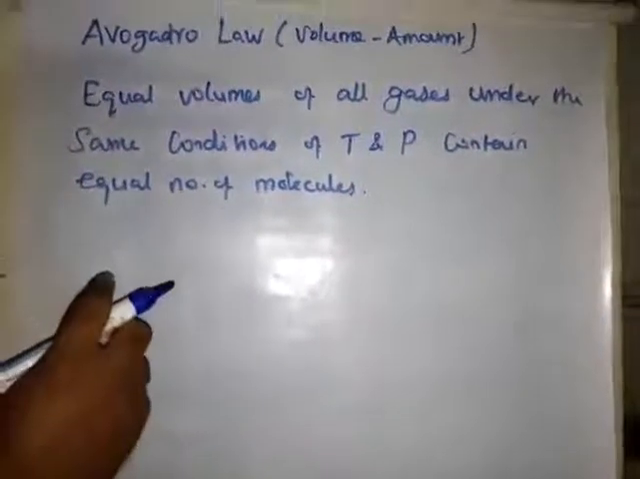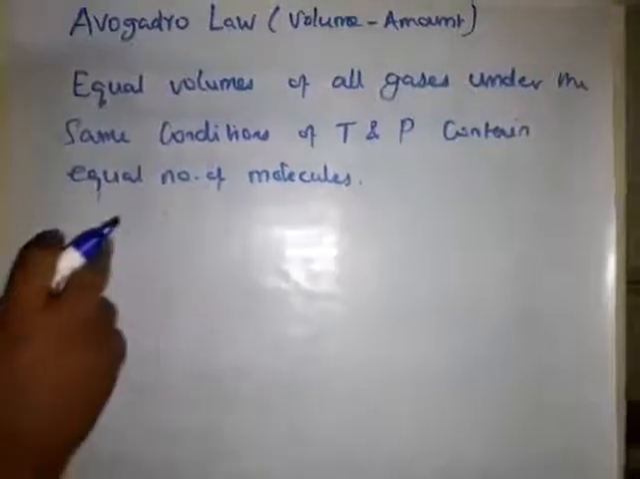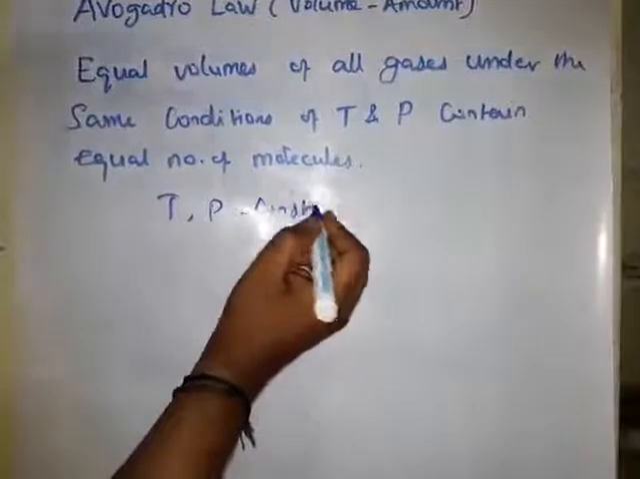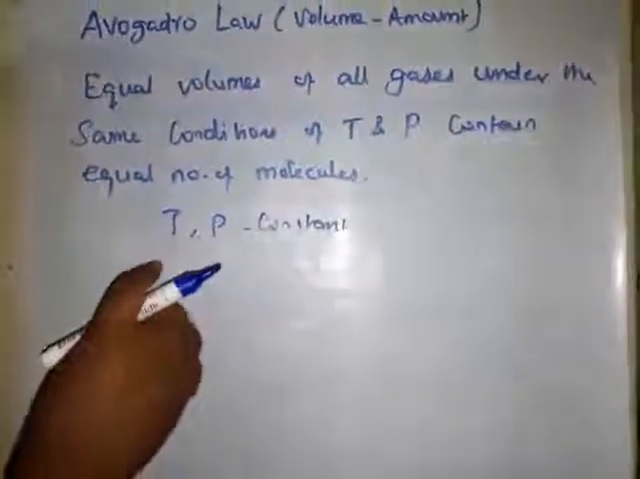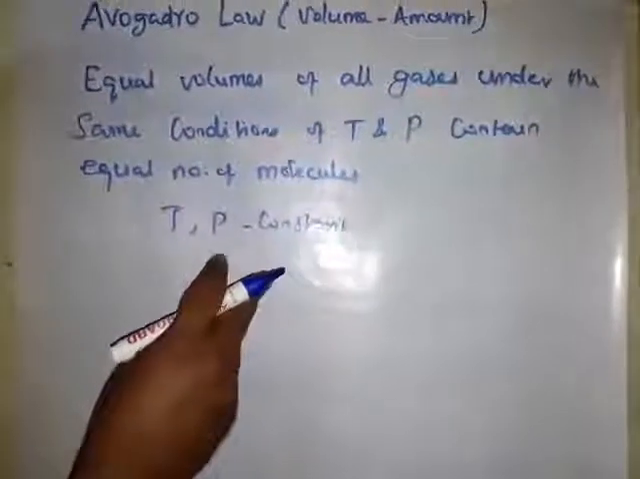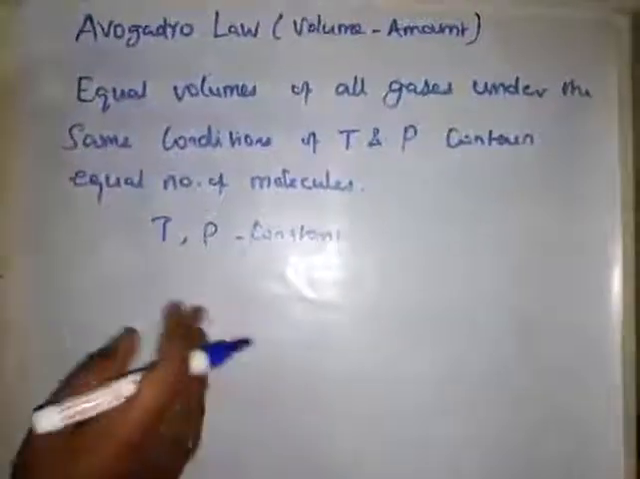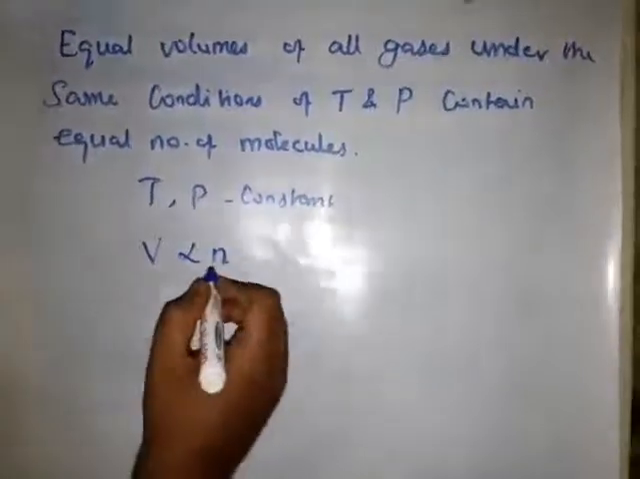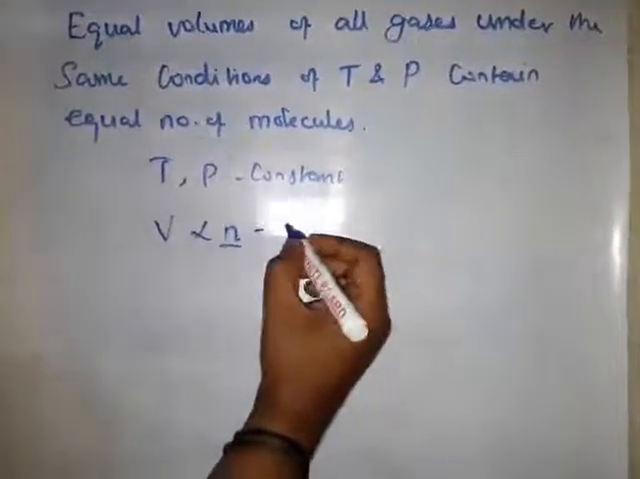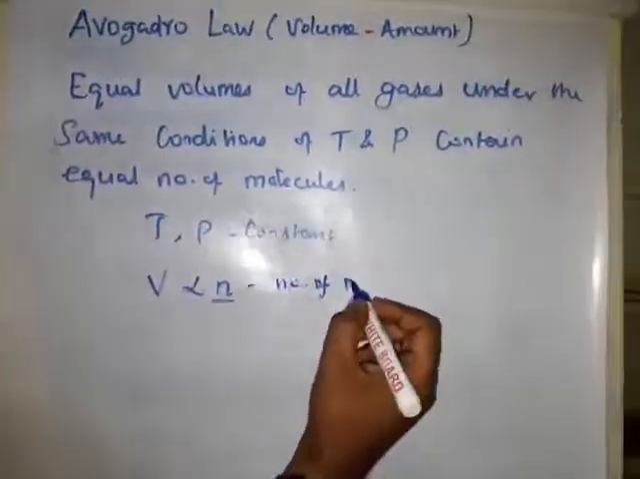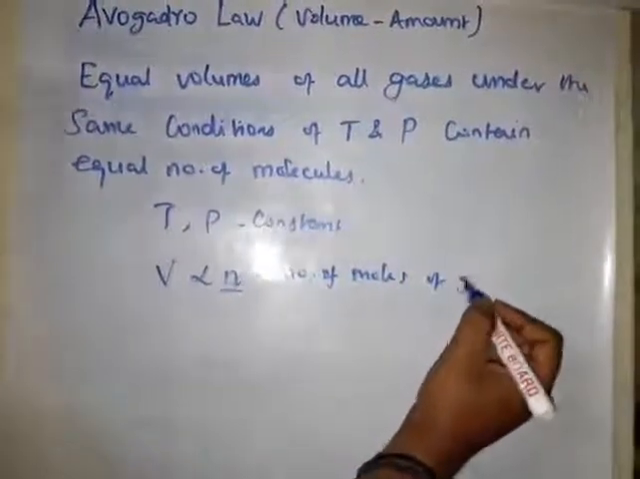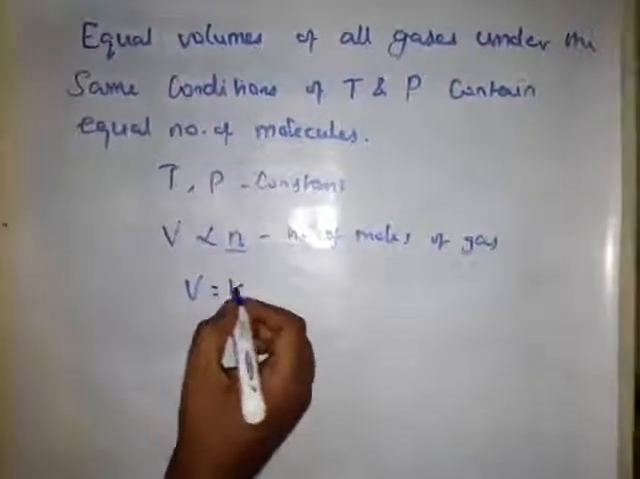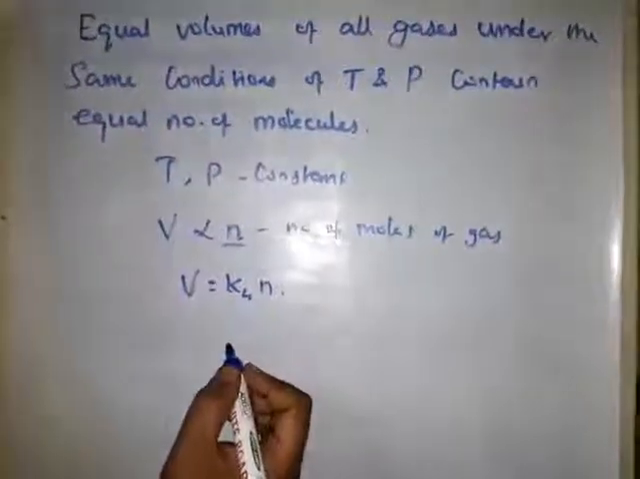So this means that so long as the temperature and pressure remain constant, the volume depends upon the number of molecules of gas, or in other words, the amount of the gas. The mathematical expression is volume is directly proportional to n, where n indicates the number of moles of the gas. Here we have to introduce the proportionality constant, so V is equal to K4 into n.